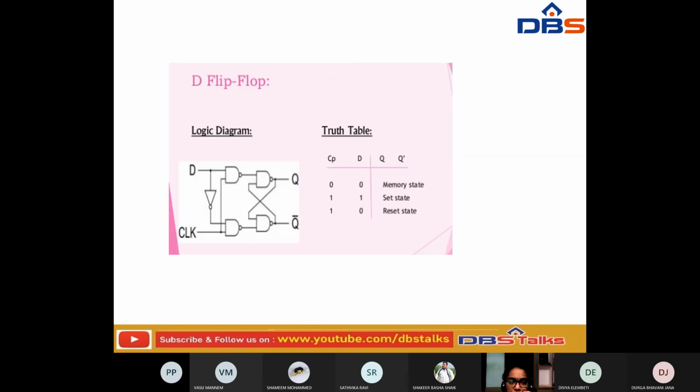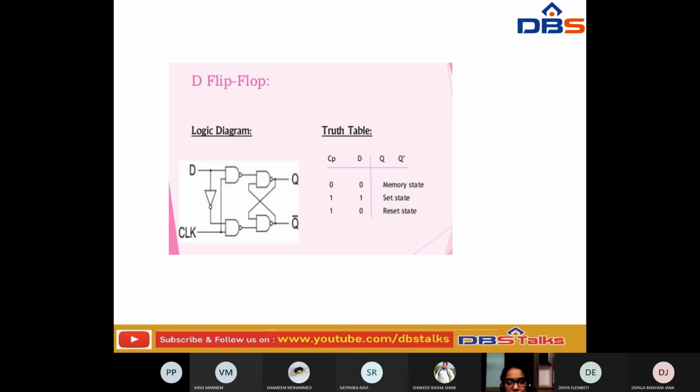So if you have observed this D flip-flop, this is a D flip-flop. Here this is a combination of NAND gates, and this is the NOT gate. If you observe the truth table, that is 0 0, 1 0 and 1 1, we can consider 0 0 as a memory state, 1 1 as a set state, and 1 0 as a reset state.